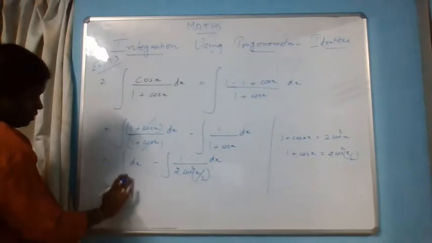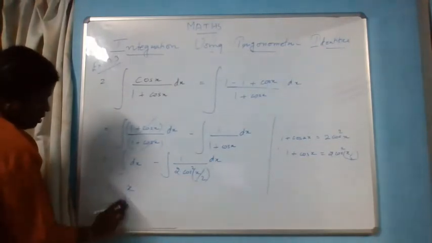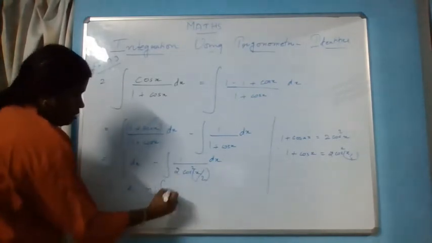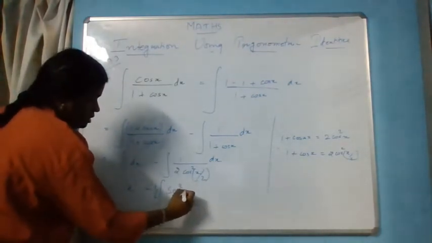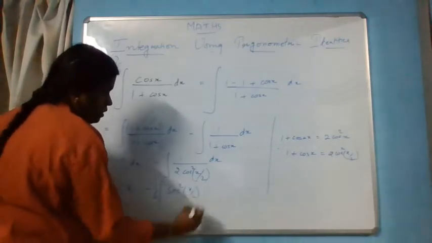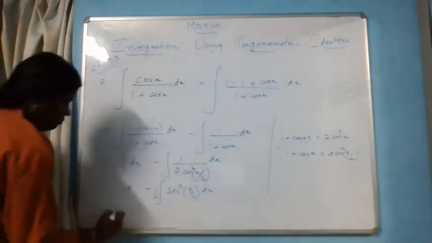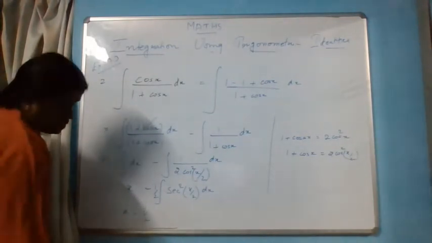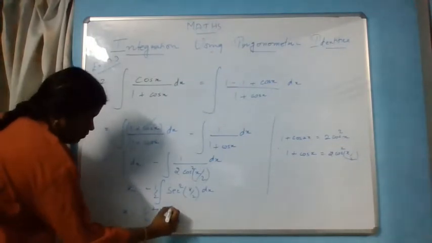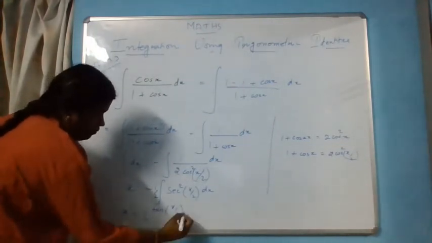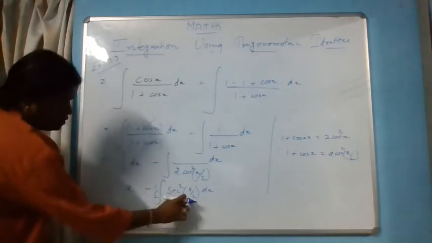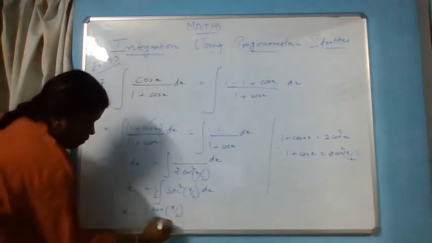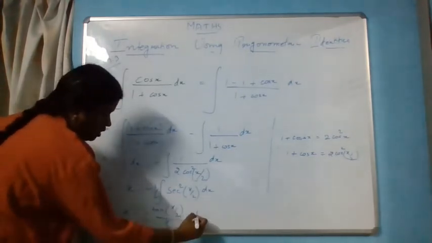We will be left with integral dx, which is nothing but x, minus 1 by 2 cos squared, so 1 by 2 is common. So 1 by cos squared is secant squared x by 2 dx. So this becomes x minus 1 by 2. What is the integral of secant squared x? It is tan x. But for secant squared x by 2 it is tan x by 2, divided by 1 by 2, plus c.